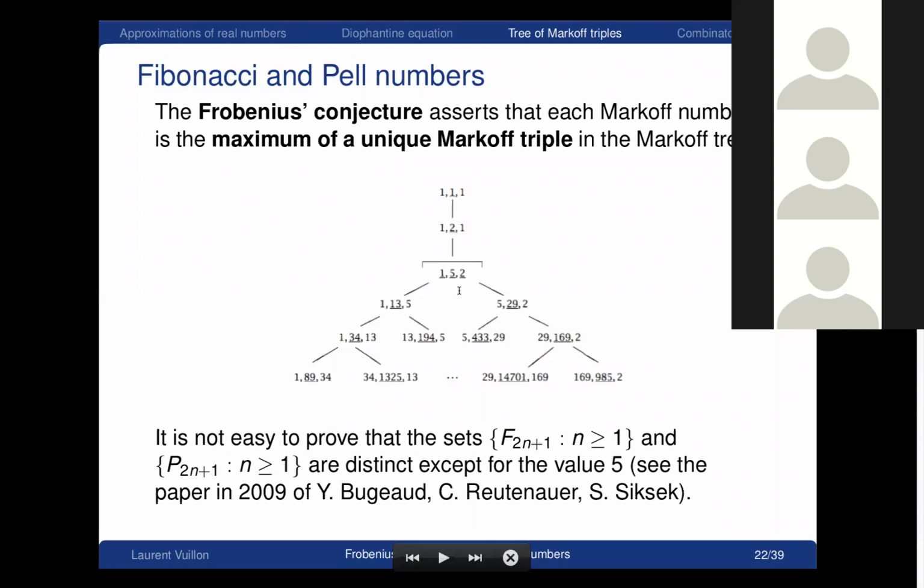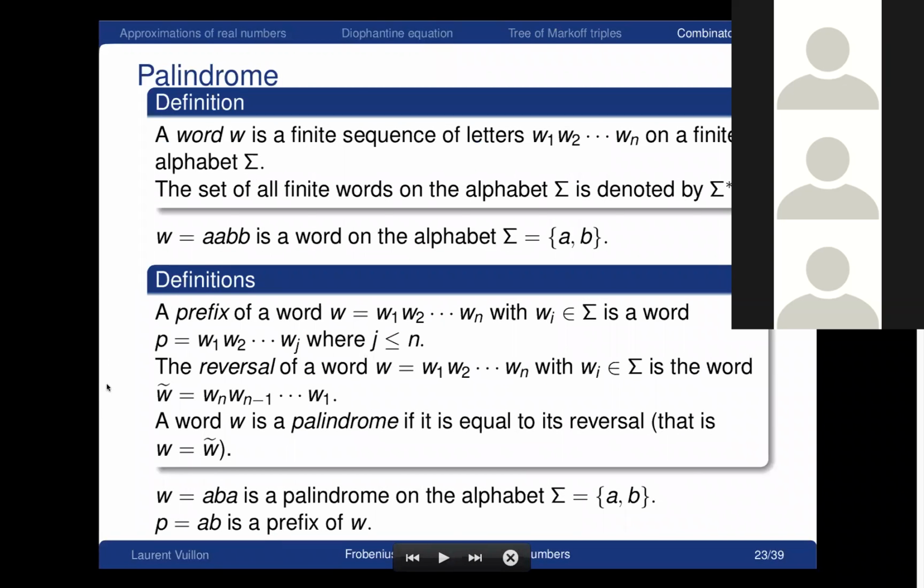It's really nice to see this paper, but it's really technical and difficult. So maybe linear recurrences are not the best tool to investigate the problem, but it's interesting. So this is why we look at this problem from a combinatorics of words point of view. So we take a word W, with letters W1, W2, Wn on a finite alphabet. Here the finite alphabet will be {A, B}, a binary alphabet.